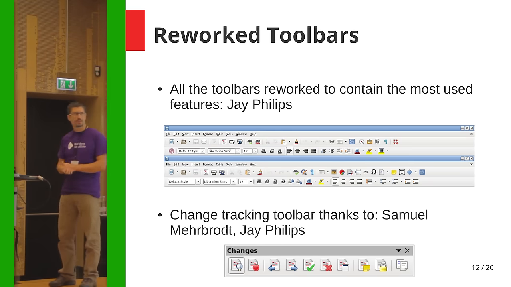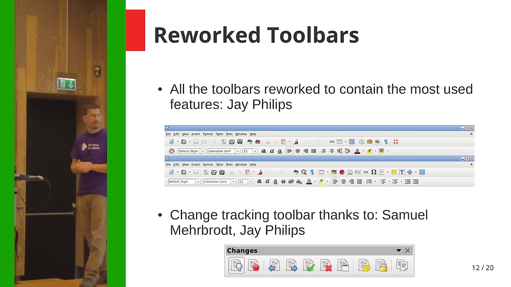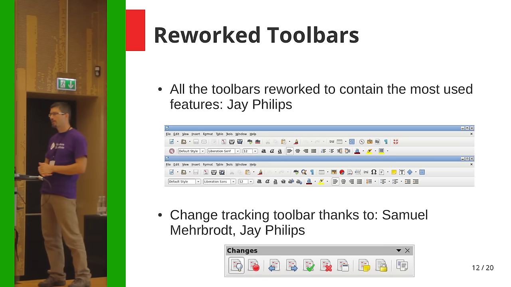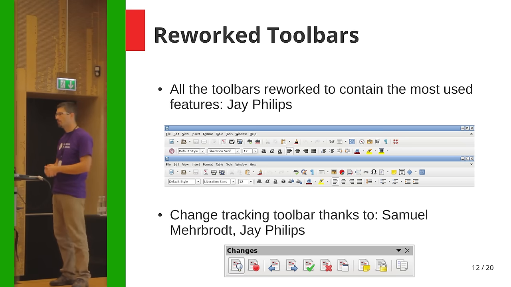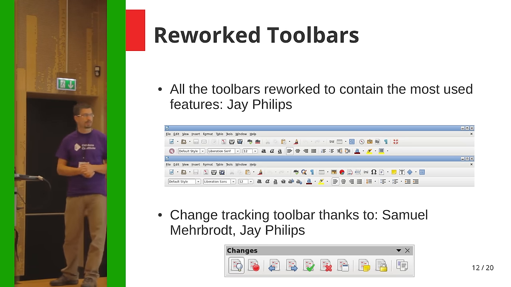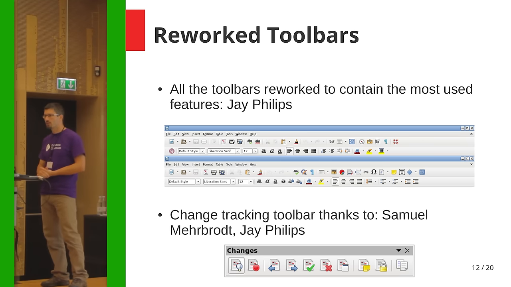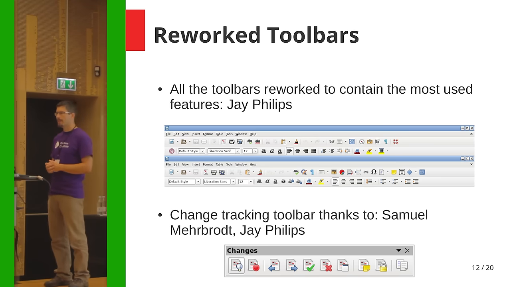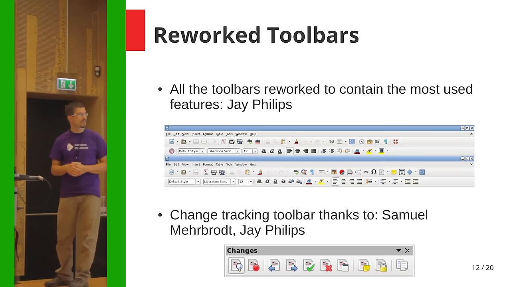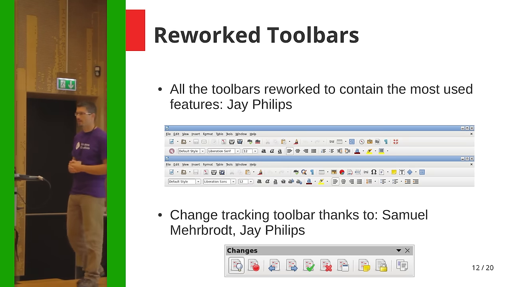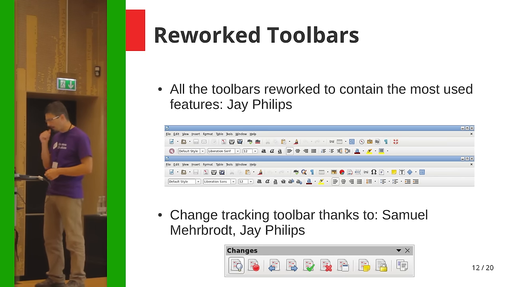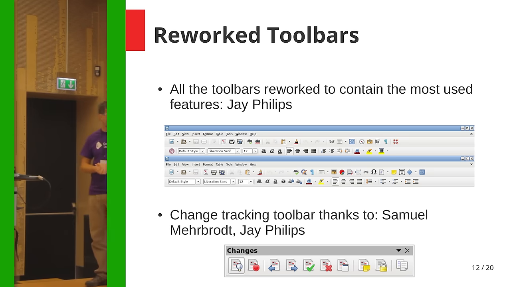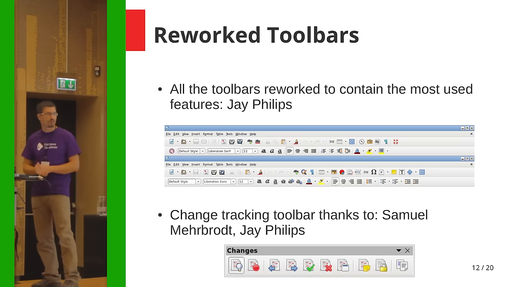Lots of effort was done by Jay in the area of toolbars. So the toolbars were reworked based on the usability statistics that were gathered quite some time ago, even in the OpenOffice times. But he has put lots of functionality that was used by people and was not quickly accessible in the toolbars. So finally, they appeared in the toolbars. He has done it for all the applications. I think he has started with Writer, but extended that to Calc and Impress as well. Also, there was the change tracking toolbar, thanks to Samuel, and thanks to Jay as well.